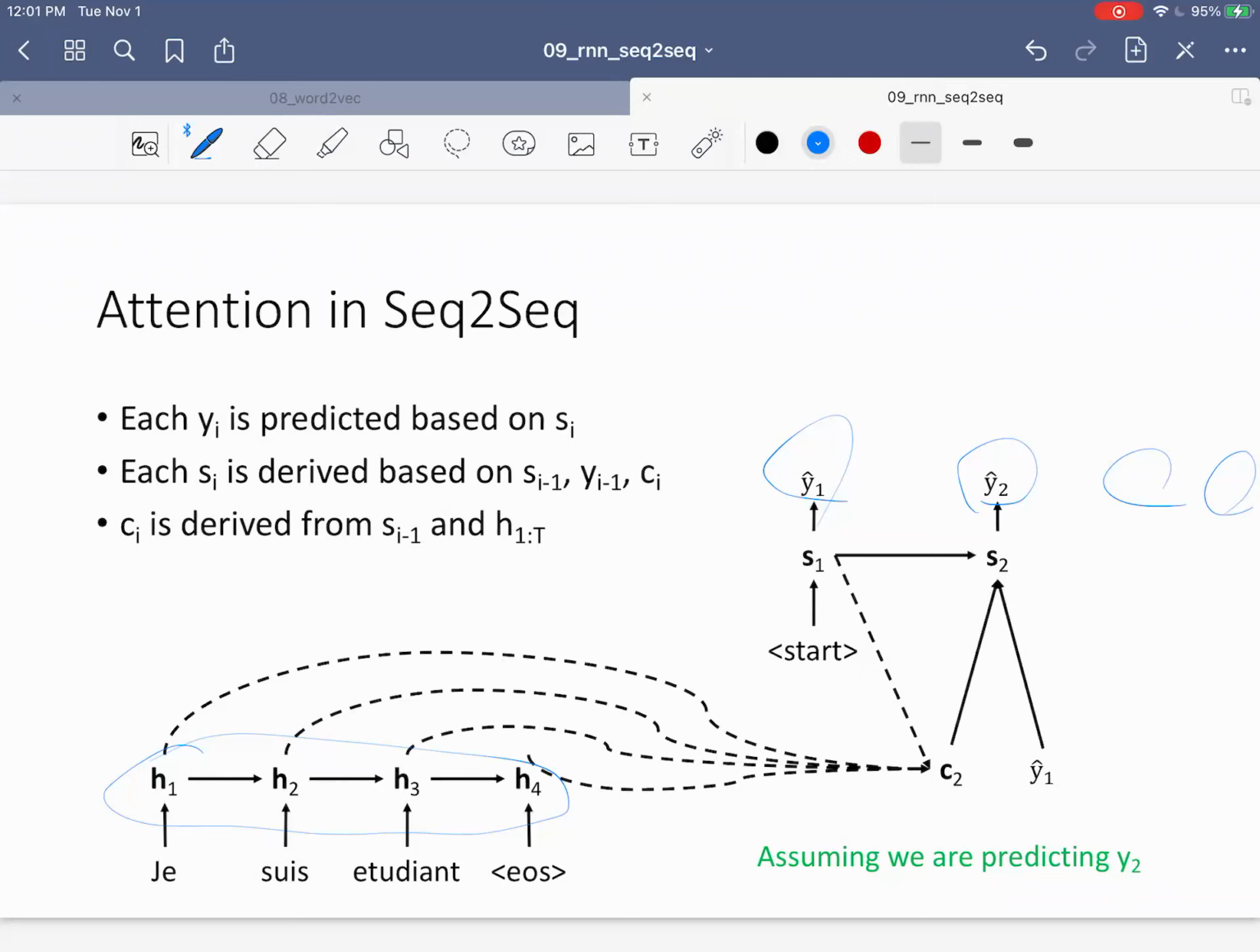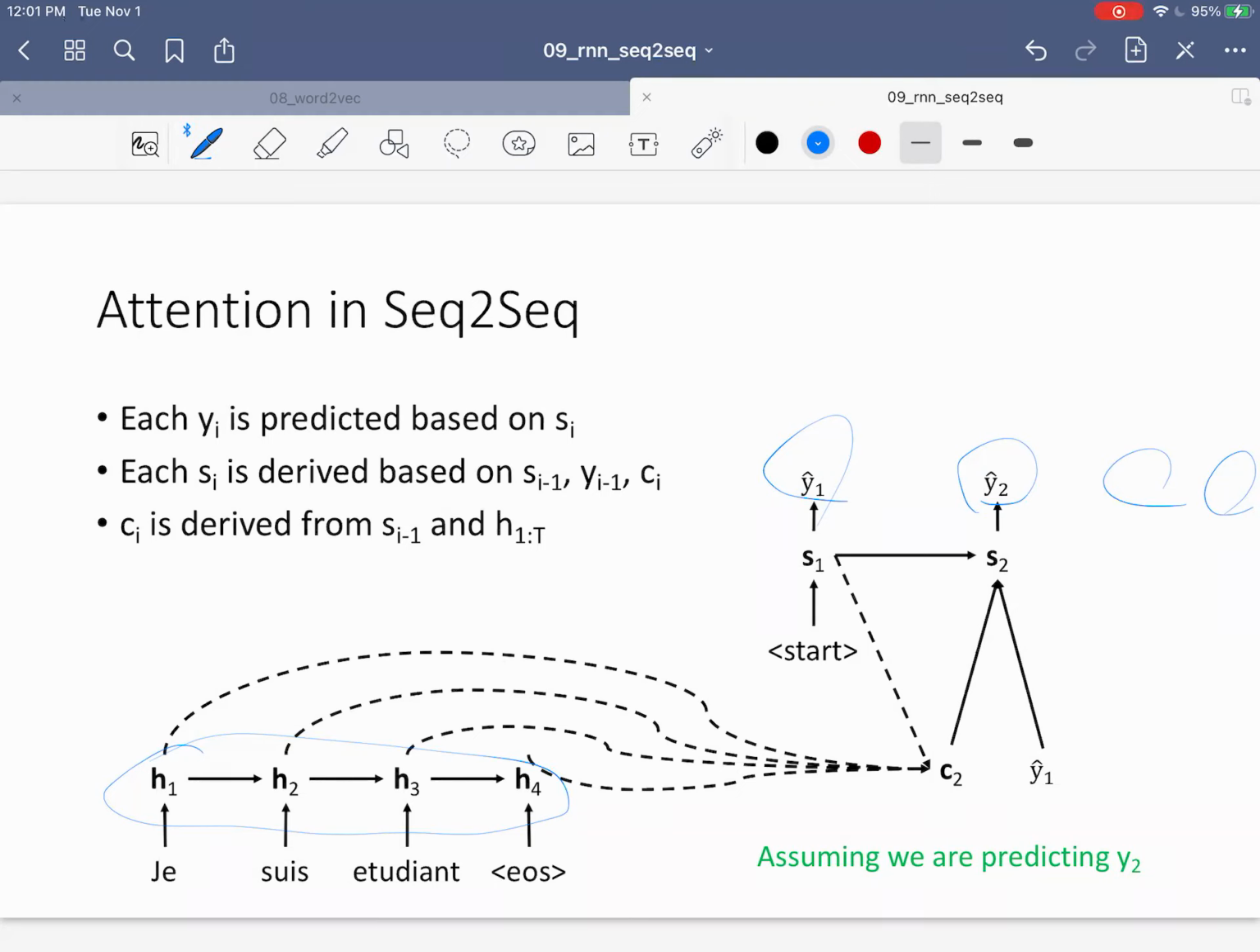When you're predicting Y1, you use C1. When you're predicting Y2, you dynamically create C2, context vector 2. When you're predicting Y3, you create context vector 3, C3, Y4, C4, Y5, C5, something like that. So that's how it works in the attention mechanism for sequence to sequence.